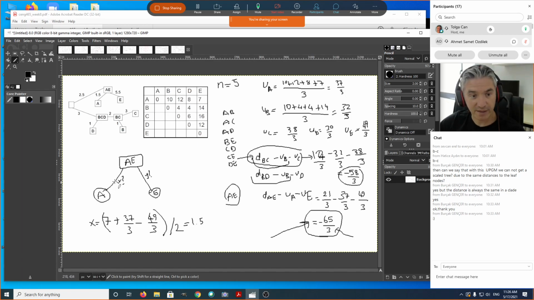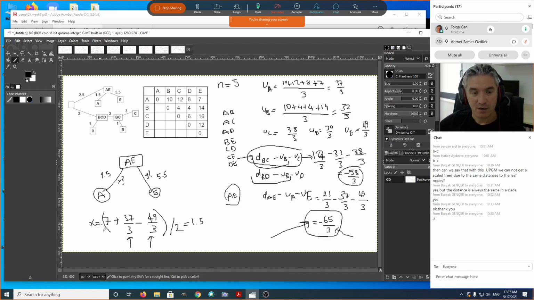So I found what X is equal to, which is 1.5 here, which is exactly the same thing here on this tree. So if 1.5 is here, for the remaining part, I know that X plus Y is equal to 7. So therefore, the remaining 5.5 is going to go here. So this is how I used the UA and UE to also compute X and Y here.